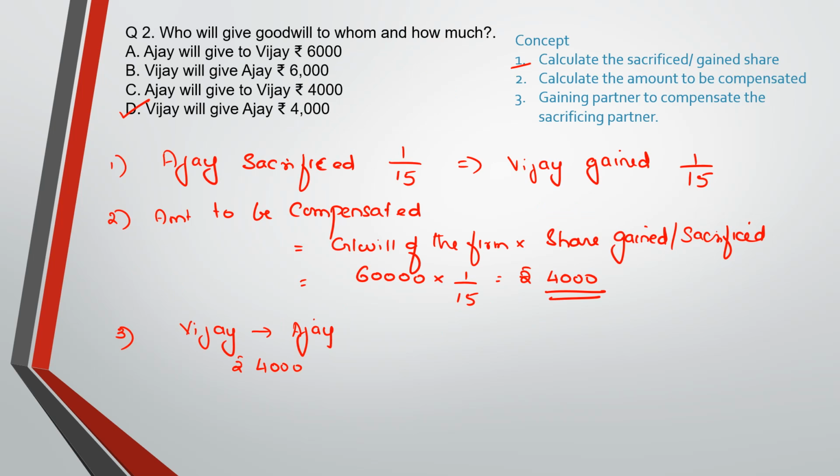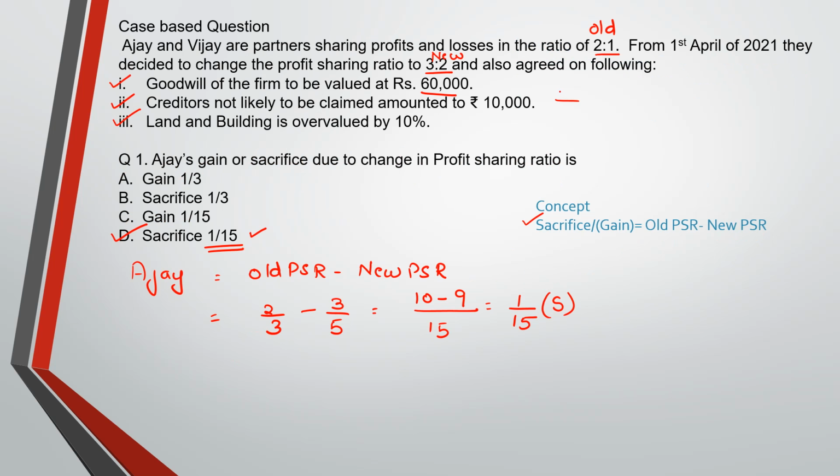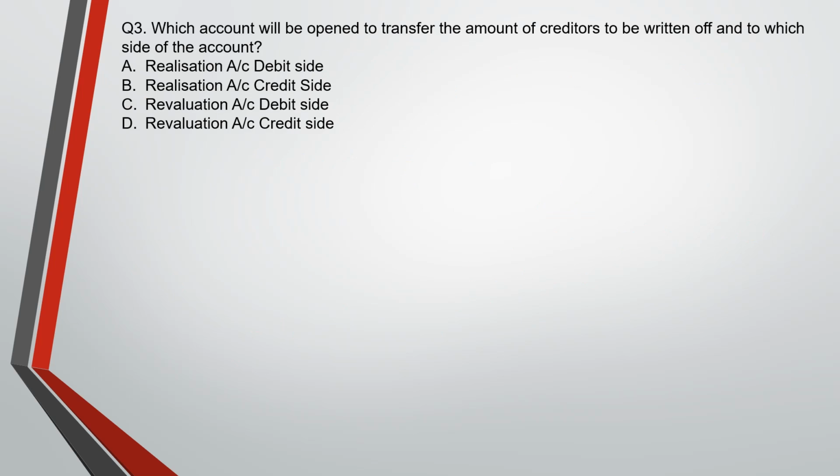Now, in the question, if you observe, they have given the second adjustment which says that creditors not likely to be claimed amounted to 10,000. What does this exactly mean? It means that you have creditors of 10,000 but they are not likely to be claimed. They are not going to come back and ask you for the money, which means a liability you have in the books is maybe no longer payable. So that has to be adjusted in the books. When there is a liability which you no longer have to pay, it's a gain for you.